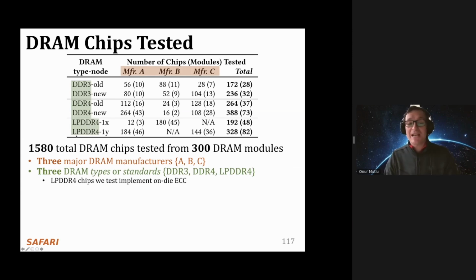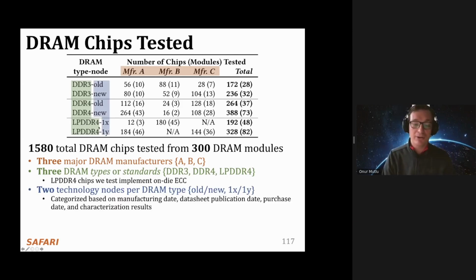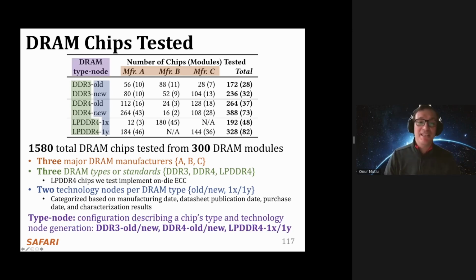And some of the chips actually implement on-die ECC, error-correcting codes. We still see Rowhammer bit flips, even though the chips implement on-die error-correcting codes. That's not surprising, of course, because we know that some of the Rowhammer bit flips happen in as many as 4 bits, right? And there are 2 technology nodes per DRAM type, as you can see, old, new, 1X, 1Y. And we basically categorize DRAM chips in terms of DRAM type node configuration. It's a configuration describing the DRAM chip type and technology node generation.